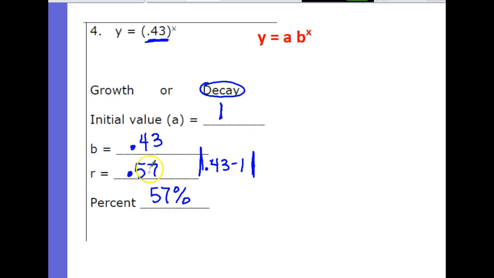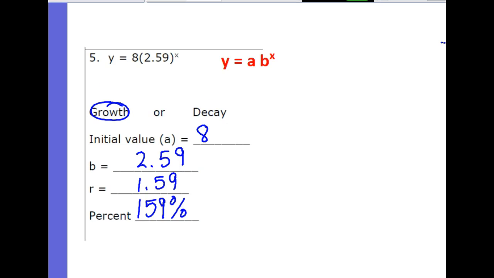By the way, when it's decay, these two numbers have to add up to equal 1 whole or 100%. And to change it to a percent, you multiply by 100, because the word percent means part out of 100.